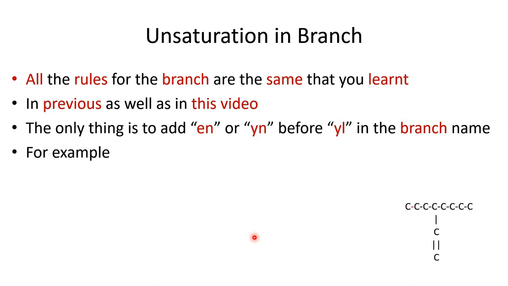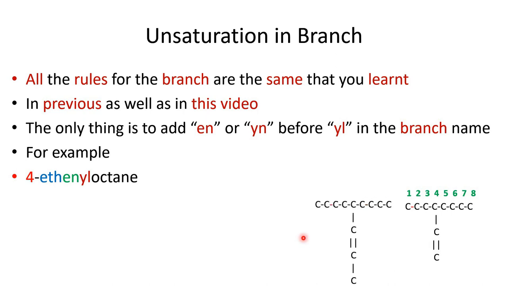For example, this is a compound. Here this is our parent chain which contains 8 carbons while this is the branch. So how will you name this branch that contains a double bond? The name of this compound will be 4-ethenyl octane. Here you will have to add this "-ene" for this double bond in the branch.